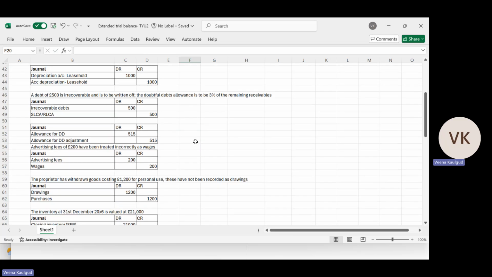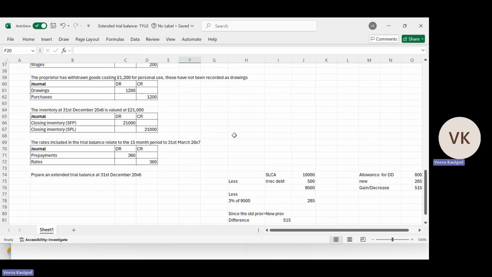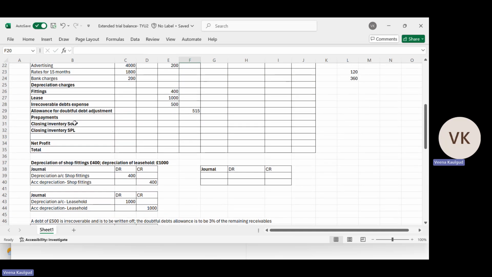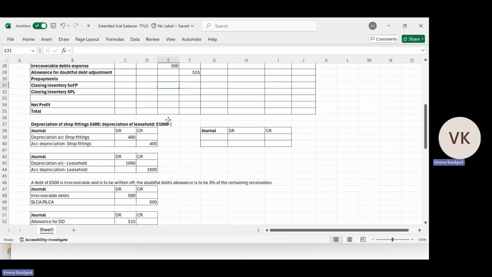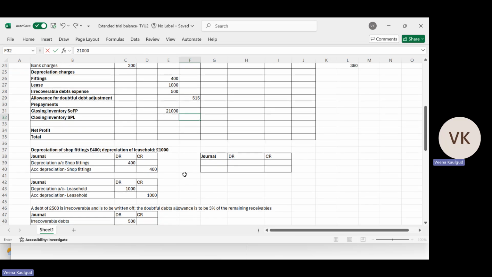The next journal, these calculations are very important. So all the calculations are here on the side. So that will help you. Then the closing inventory is always a debit on the statement of profit and loss, like I explained earlier, and on the SOFP it is an asset. So what is my closing inventory? It is 21,000. So I have to record it on the statement of financial position, 21,000. And then I have to do 21,000 here as well. I've already explained the reason.